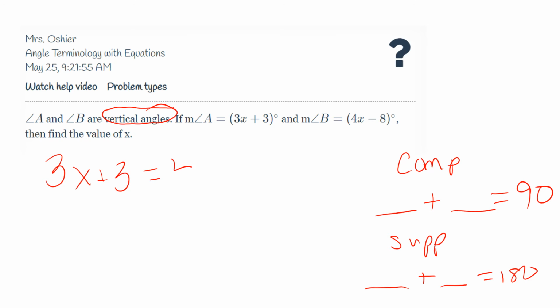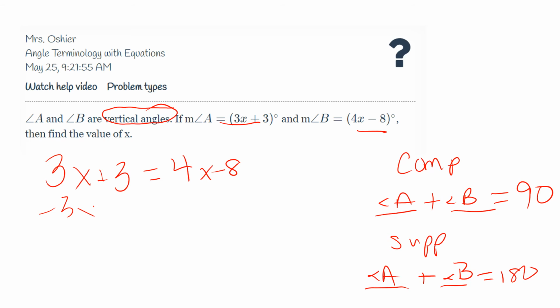So in this case, I'm setting measure of angle A equal to measure of angle B. Again, if this was complementary, I would add those two up, so whatever the algebraic expressions they gave me for those angles. And then if it was supplementary, again, I would add them up and set them equal to 180. So it just depends on what the vocabulary word is for this section. And then you're going to solve algebraically.